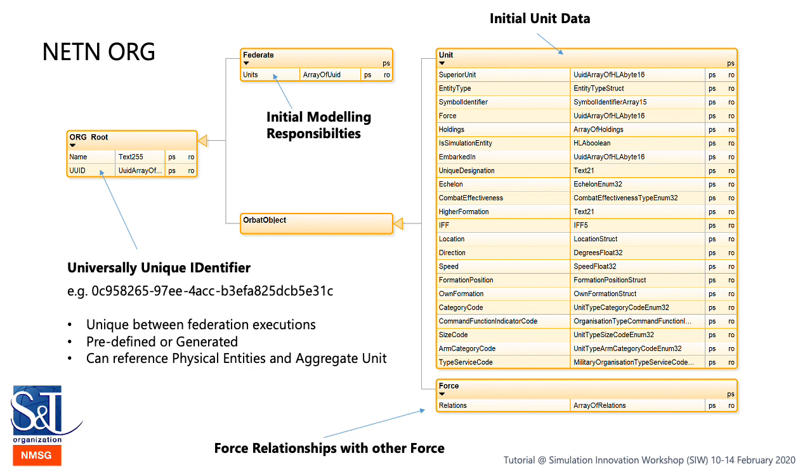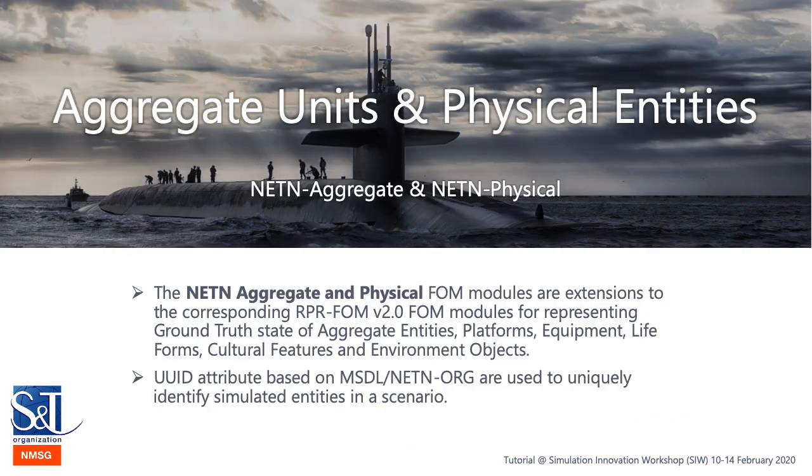So the NETN organization module can publish the MSDL in the Federation, dynamically change it, use it for initialization and for creating snapshots for reinitialization. That's the main purpose of this. The second two modules I'll introduce are the extension of the RPR aggregate and physical entity representations. So in the RPR FOM, you have representation of aggregate entities. Actually, in the RPR FOM, that aggregation could be anything. But in our interpretation and our extensions, it's units. It's a battalion or a brigade or a company. They're not physical things, but they are units.